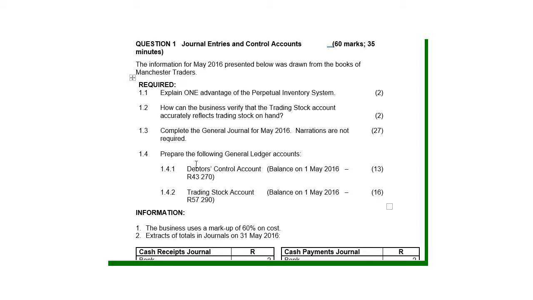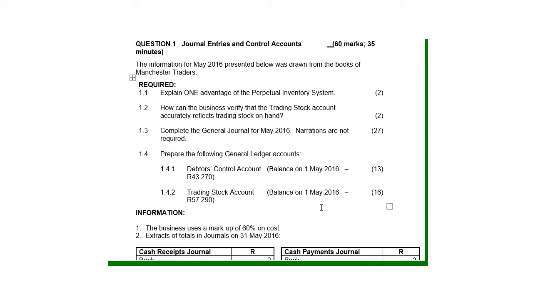Whenever we post to the general ledger, the first thing is to put in the opening balances. Normally in the beginning they will give us either a list of balances, or like in this case they tell me the balances for each of these accounts. So debtors was 43,270, trading stock 57,290. Now to put in the balance, I must first of all know the rules.